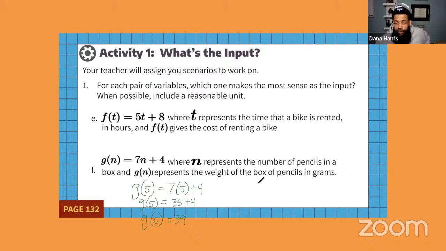Well, let's use that 12. What if we want to know the weight of the box in grams if there are 12 pencils in it? So 7 times 12 plus 4. G of 12 is equal to 7 times 12, I believe, is 84. And then plus 4. So the weight of the box in grams, if there were 12 pencils, would be 88 grams. All right. So, although I kind of misplaced the slides, that's okay.